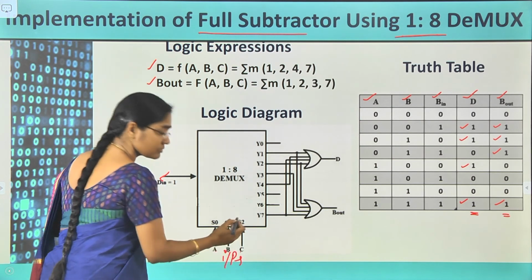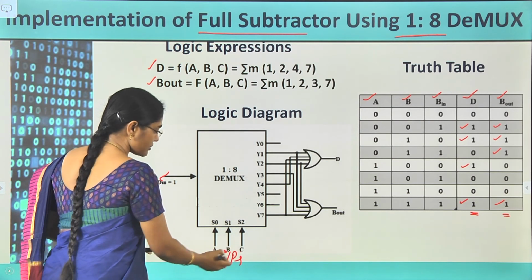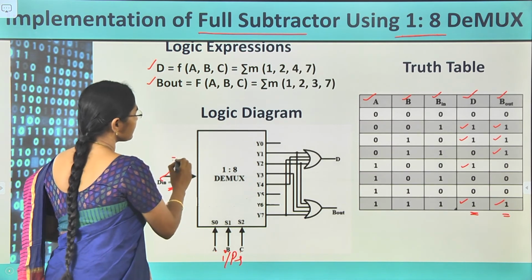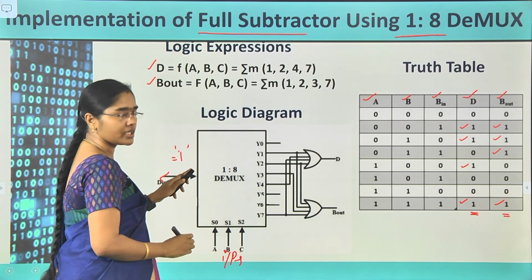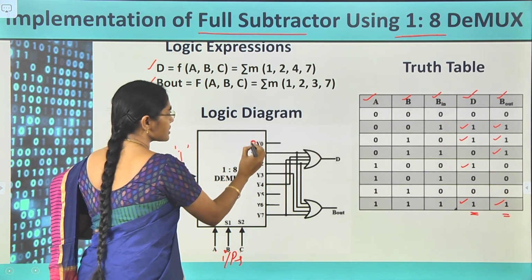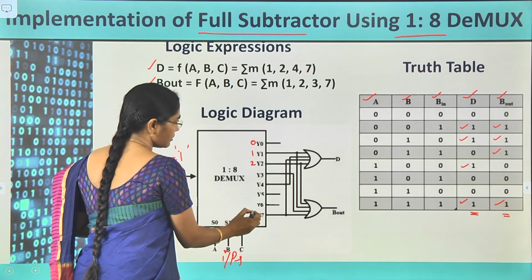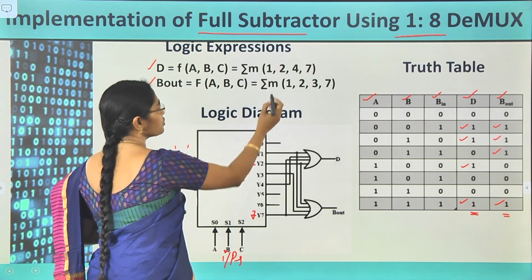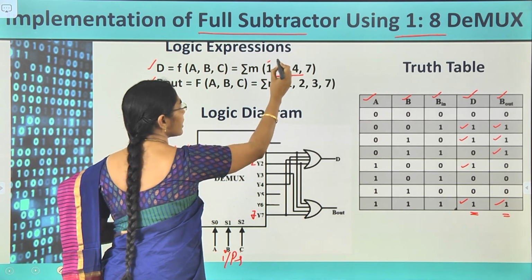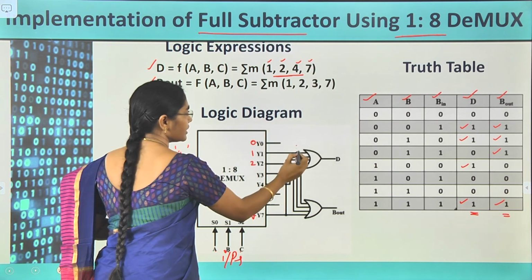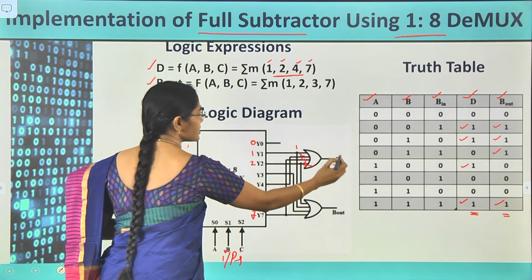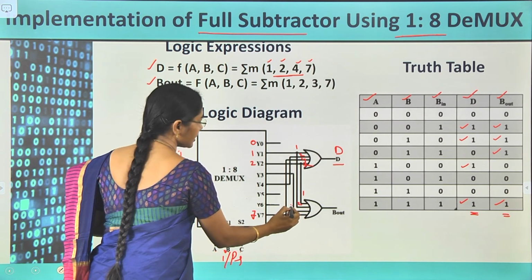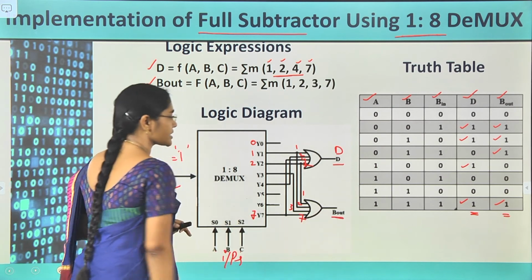of the full subtractor. Inputs of the full subtractor are A, B, C, and the input of the demultiplexer has to be connected with logic 1, and the outputs are nothing but minterm 0, minterm 1, minterm 2, like that. Minterm 7 is the last output line. Take all the minterm lines, and use an OR gate for the minterms 1, 2, 4, 7 for the difference output, and minterms 1, 2, 3 and 7 for the borrow out expression.